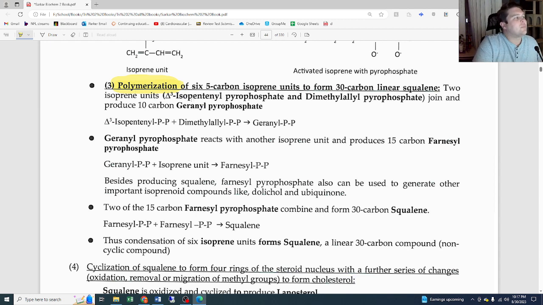Okay, but the polymerization is the combination of 6 5-carbon isoprene units. We're going to take those activated isoprenes, and now we're going to stick them together to form a 30-carbon linear squalene. This is important to note. Squalene is a 30-carbon linear structure. And cholesterol is a ring structure, so in a little bit we're going to get to more of that ring structure.